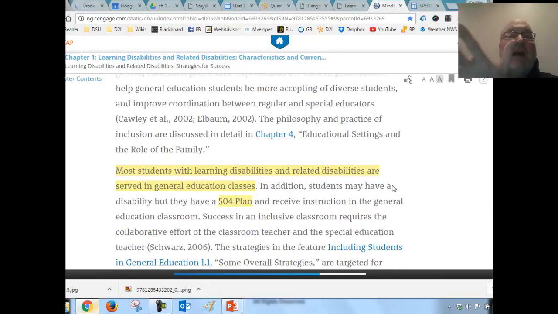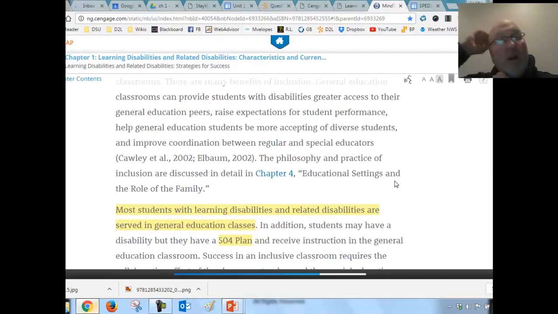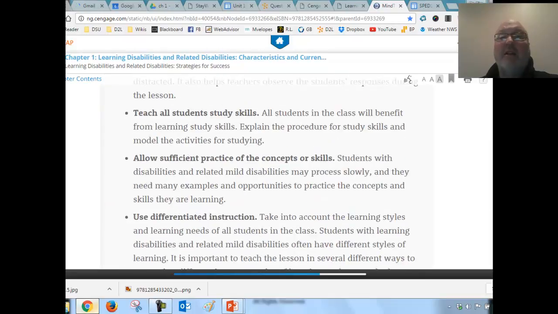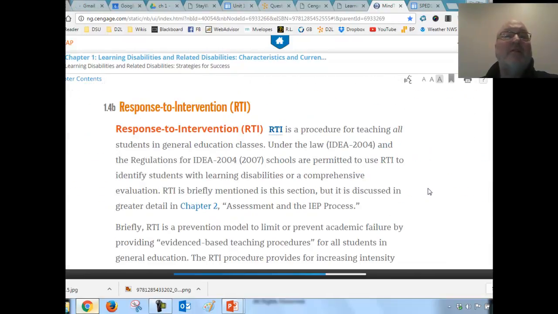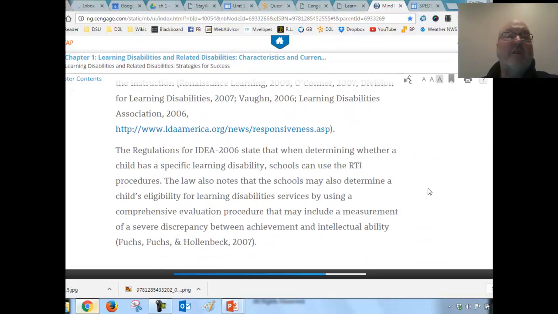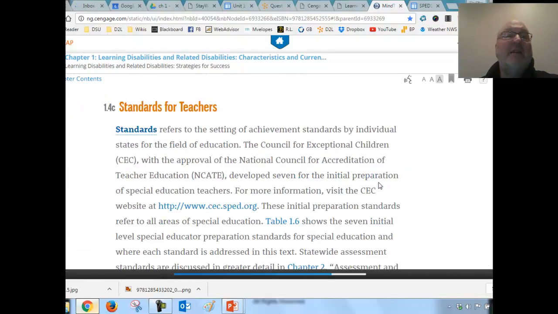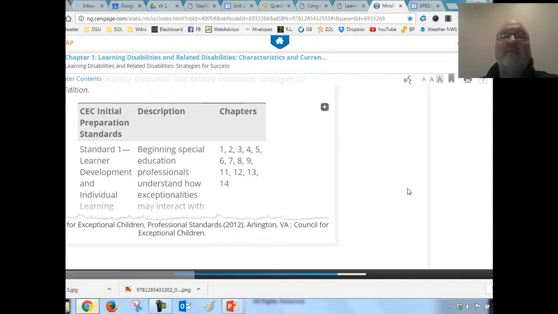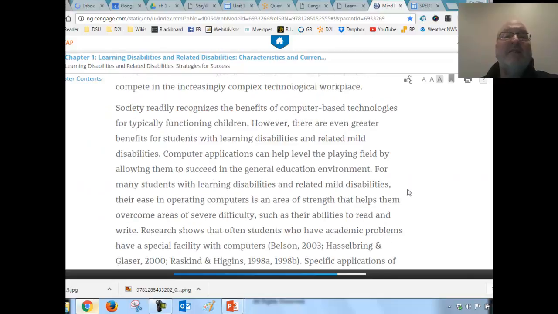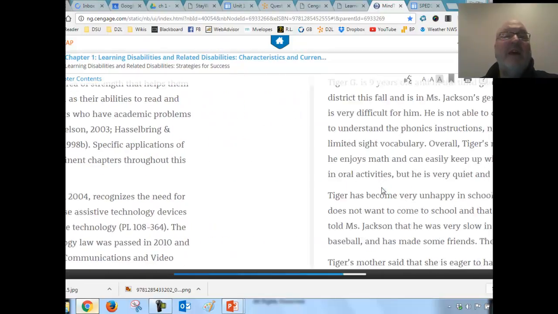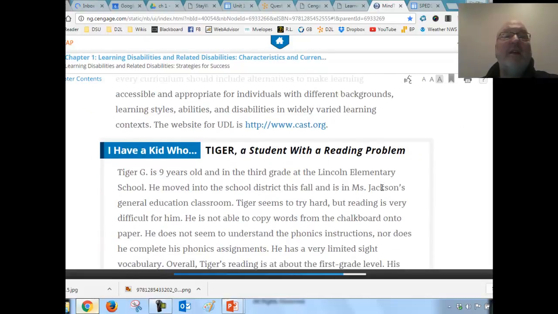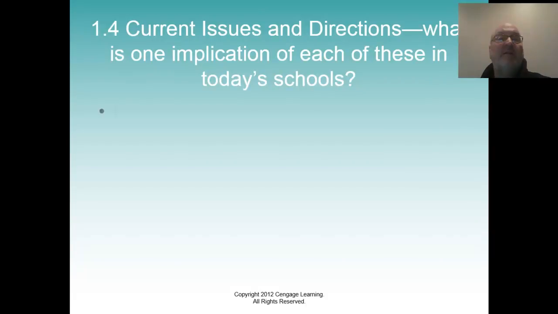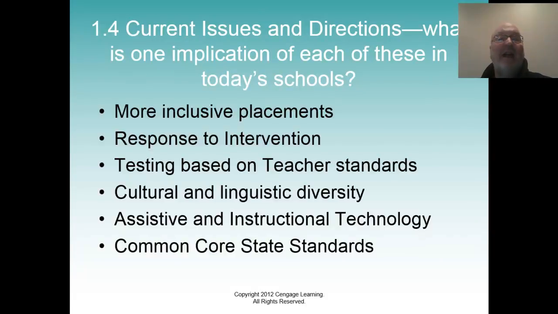Here's the more inclusive placements, and obviously the big thing is there are more than there was. The trend has really been towards more kids in the regular classroom. Then response to intervention. I know you've heard of this also, but give me 1 or 2 lines on that. And then standards for teachers and testing. Bring me a line about that. Assistive instructional technology, a line about that. UDI or UDL, you read about that and bring a line in about that. So this is what you end up with here. One line for each of these.